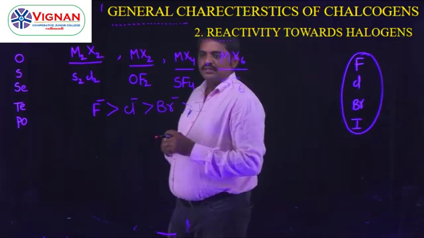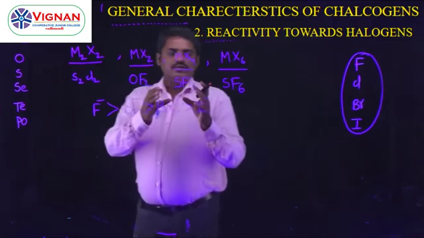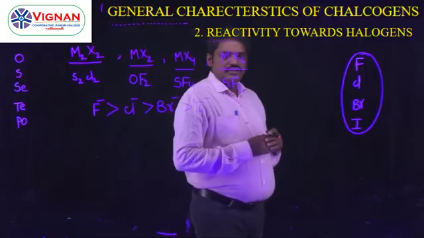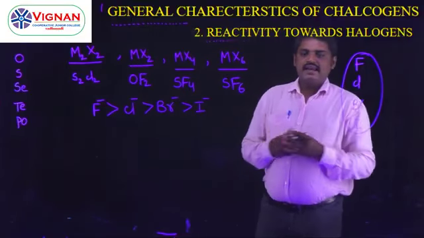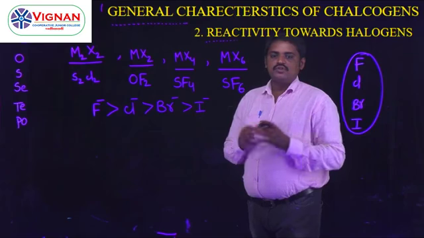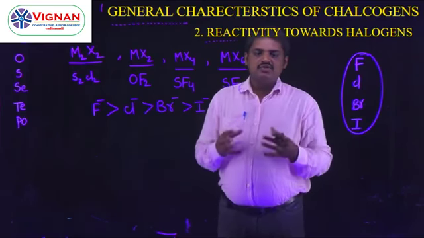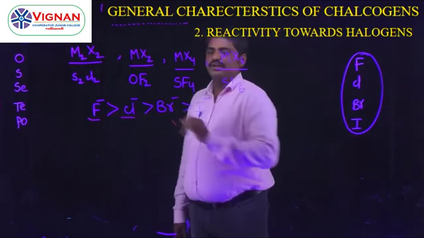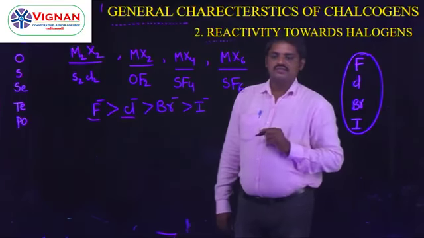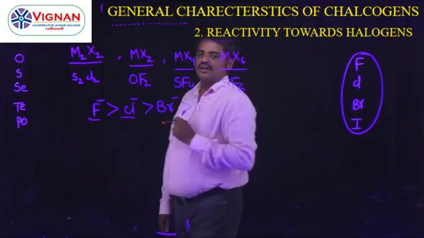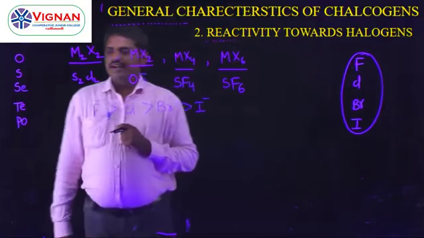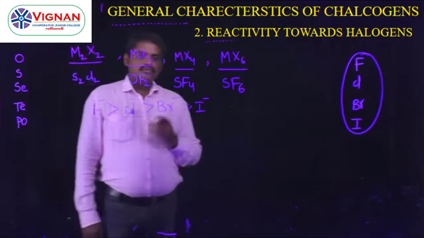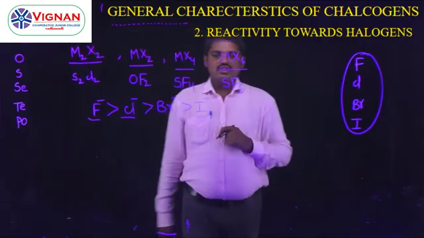Okay, so SF4 and SCl4, these two halides are observed. Which one is more reactive? Which halide is more reactive? Fluoride ion is more reactive compared to chloride ion. Okay, this is the reactivity order for halide ions. And next one, these halides are observed.